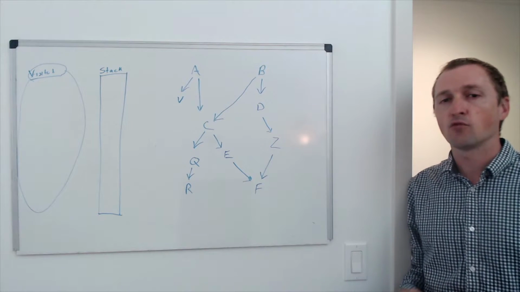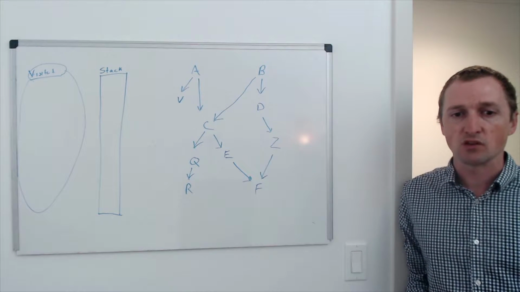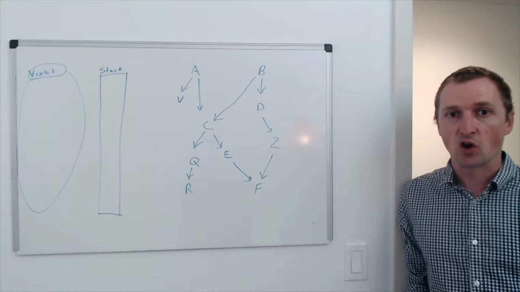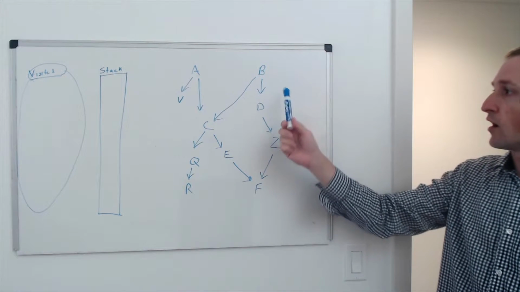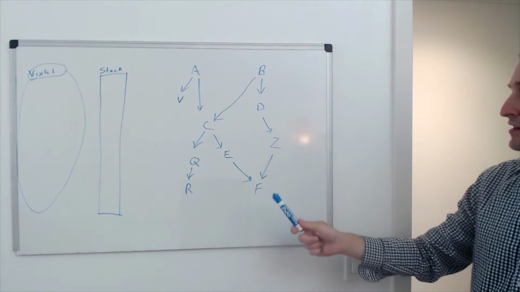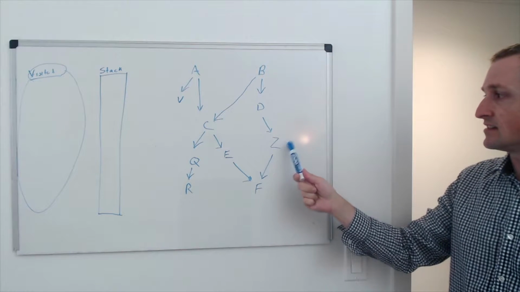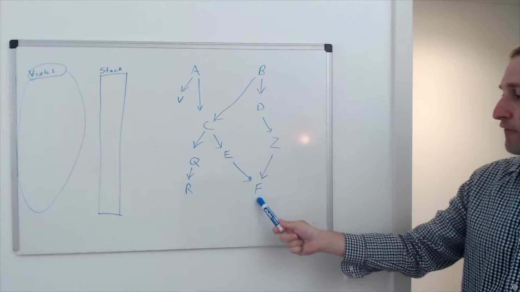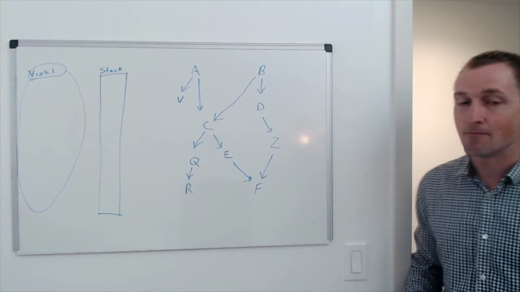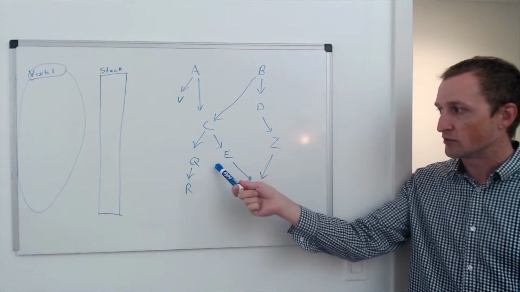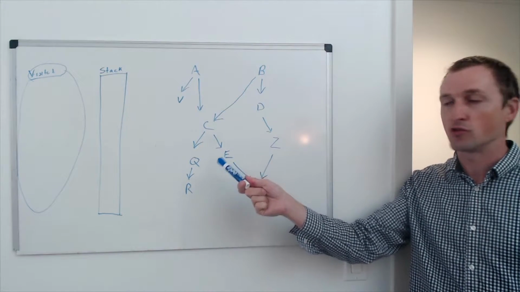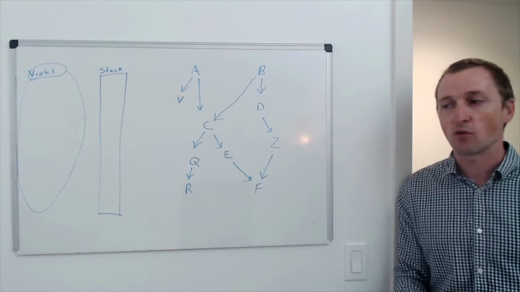So you could think of when this is used. This could be used for a build system. So this might be a dependency tree. D might depend on B, F might depend on Z, Z might depend on D, F might depend on E, meaning that you could not build F before you build E, and you could not build E before you build C, and so on and so forth.